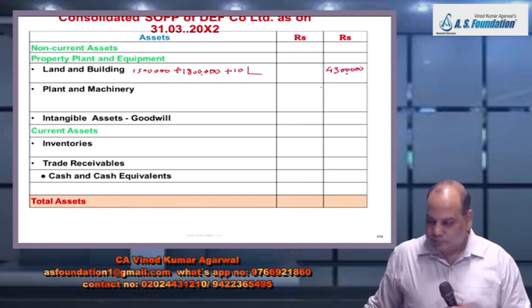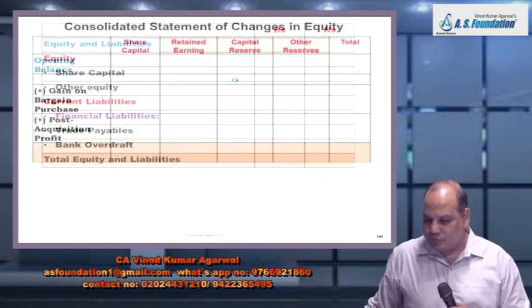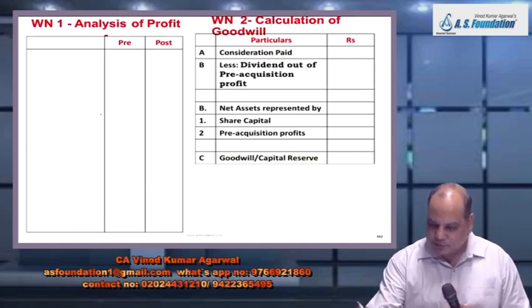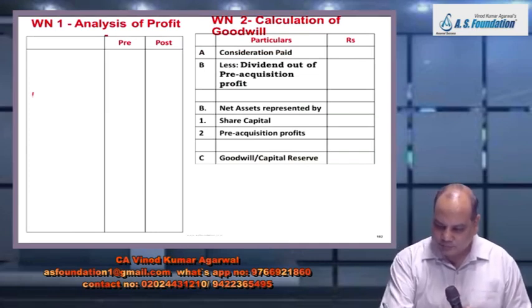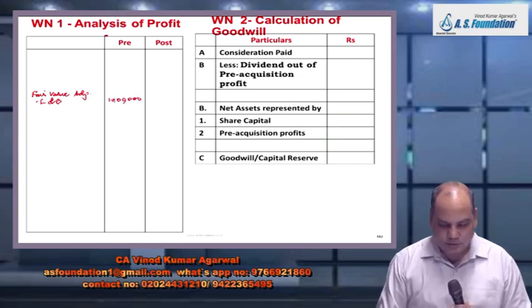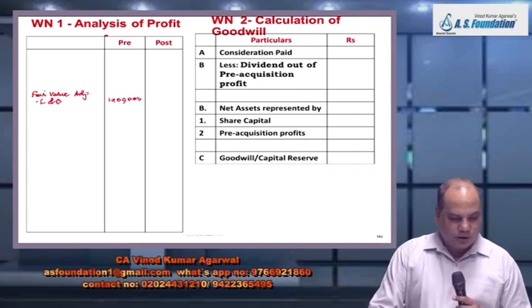Then the second effect of this 10 lakh, you write in analysis of profit. Keep the first about 5-6 lines blank, then write fair value adjustments. Under that, write first land and building, pre-column 10 lakh. What about plant and machinery?